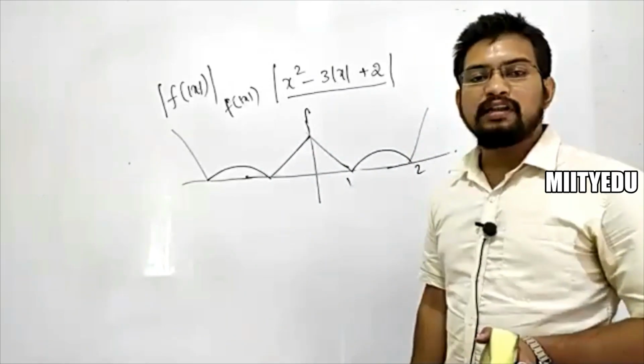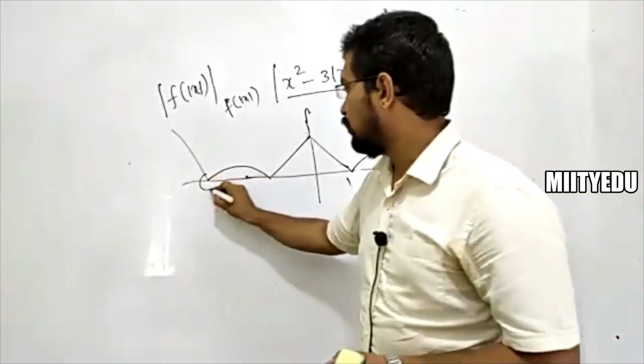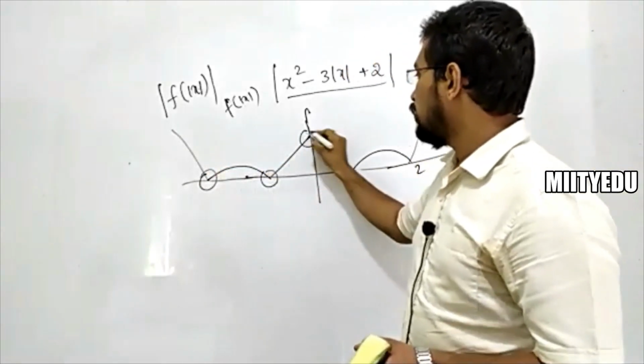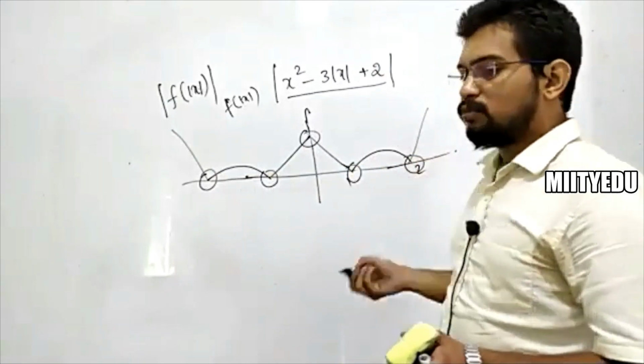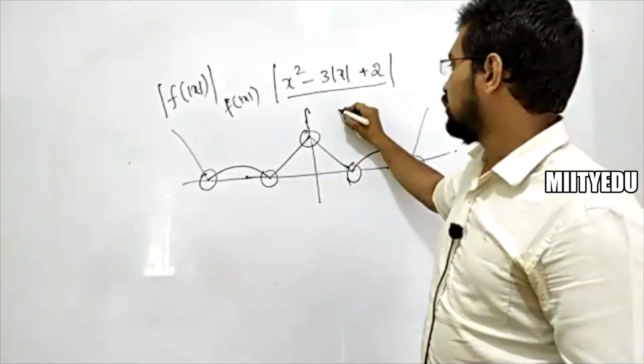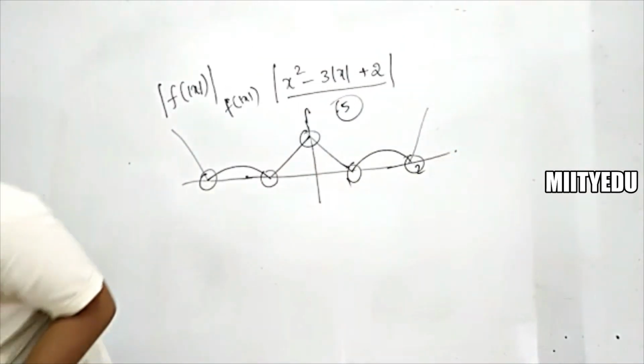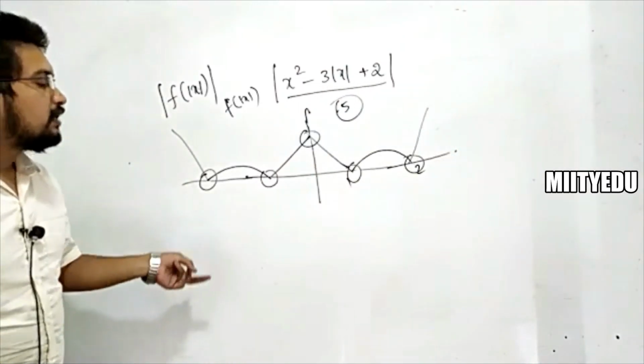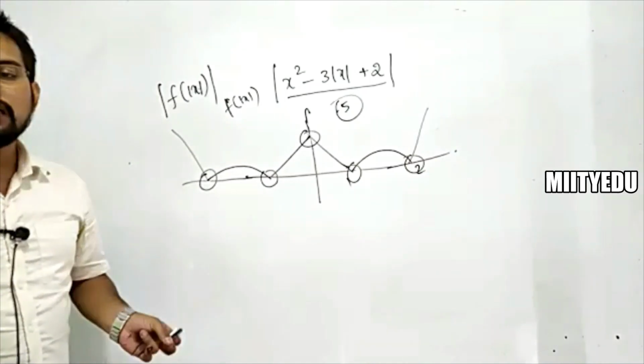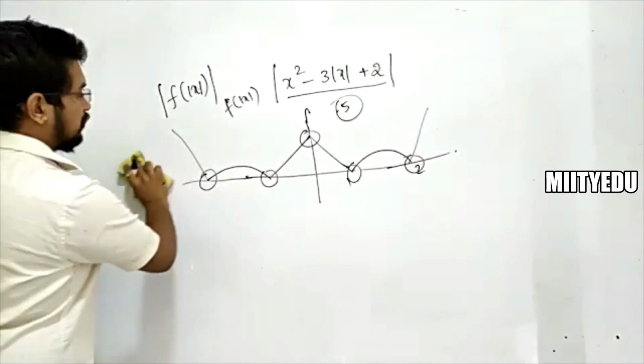Now you need to check the number of points of non-differentiability: 1, 2, 3, 4, as well as 5. Most students have given this answer. Very good, excellent. 5 points of non-differentiability. Wherever there is a sharp edge, there exist multiple tangents at that point, so it is a point of non-differentiability. Excellent. Next.